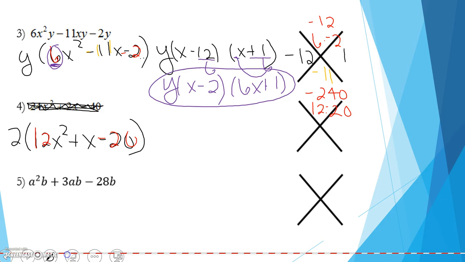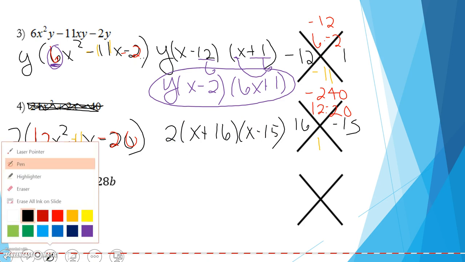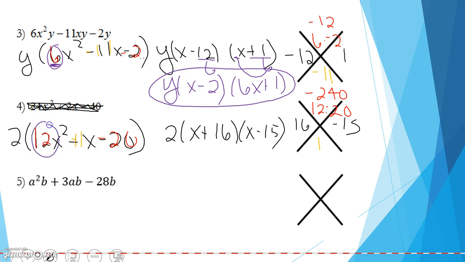And then I put the middle number down bottom. So the 1. So I use my calculator and I figure out the two numbers. And the two numbers are 16 and -15. I put them in the parentheses. I put the GCF out front. I'm not done with this one though because I have this 12 right here. So I divide both of these by 12.